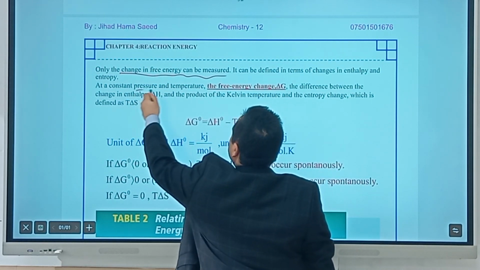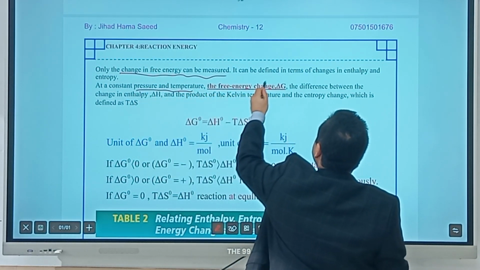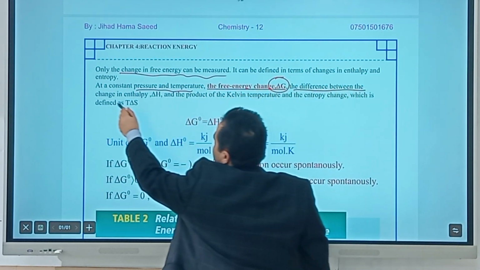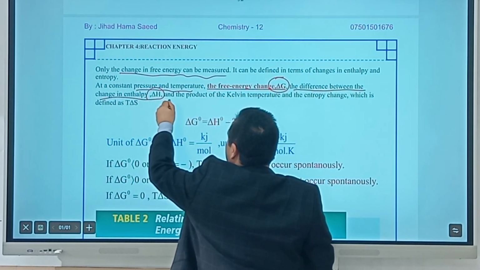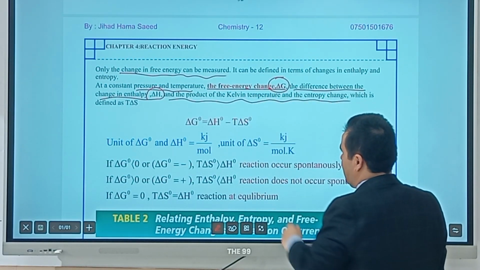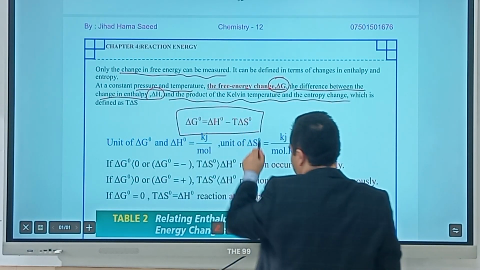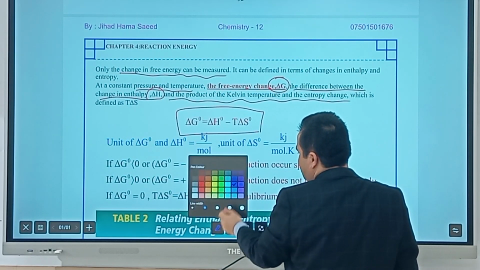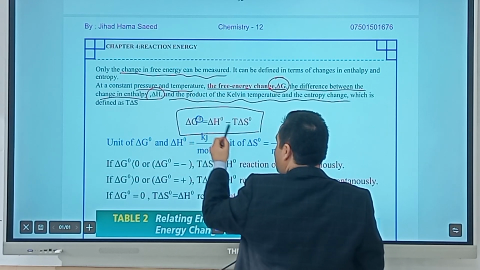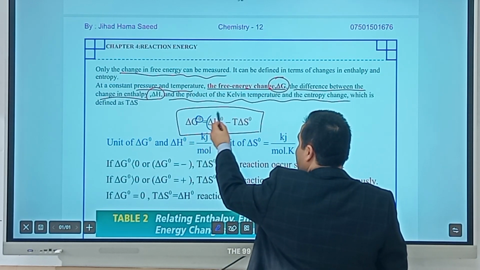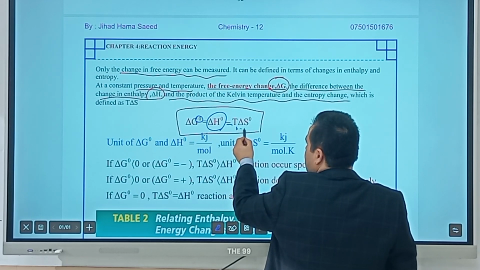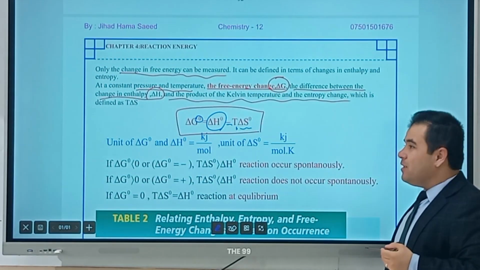At a constant pressure and temperature, the Gibbs free energy change, delta G, is what? It is the difference between the change in enthalpy and the product of the Kelvin temperature and entropy change, which is given here in the equation. And this equation must be memorized, guys. So delta G standard, Gibbs free energy, equals the enthalpy at standard temperature and pressure minus temperature times delta S at standard state.